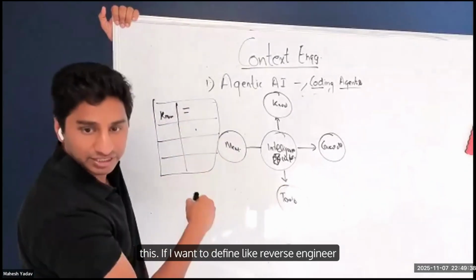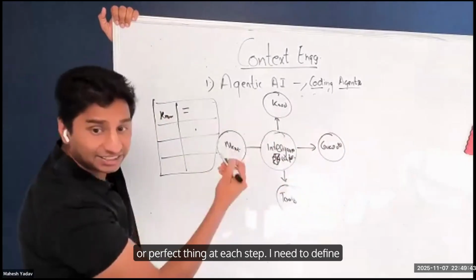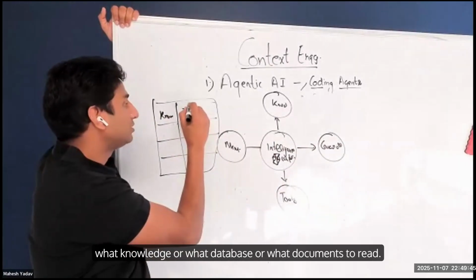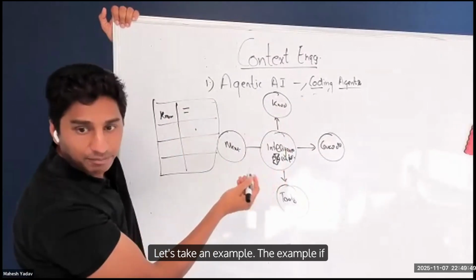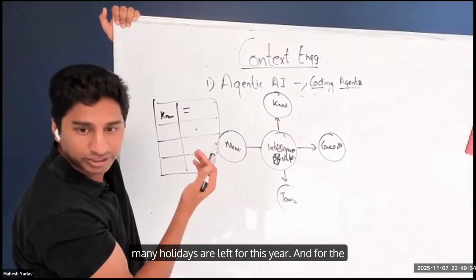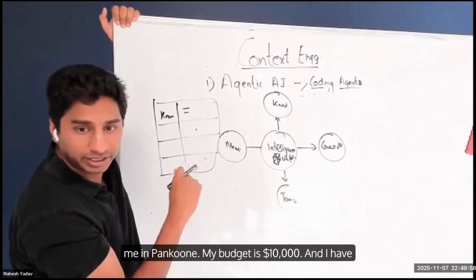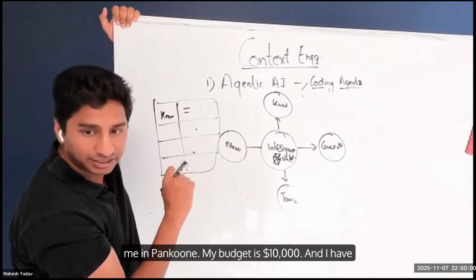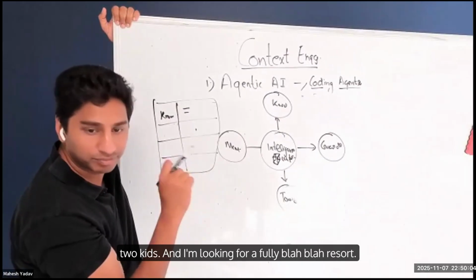If I want to reverse engineer it, then I know the perfect answer to a question. At each step, I need to define what knowledge or what database or what documents to read. Let's take an example. The person comes and says, hey, first figure out how many holidays are left for this year. And for the exact number of holidays, please book a hotel for me in Cancun. My budget is $10,000 and I have 2 kids. And I'm looking for a fully inclusive resort.